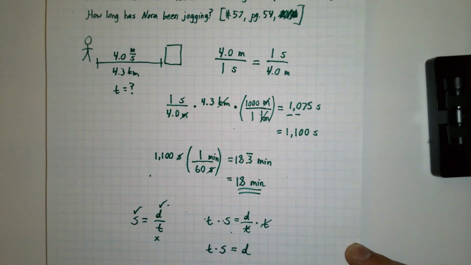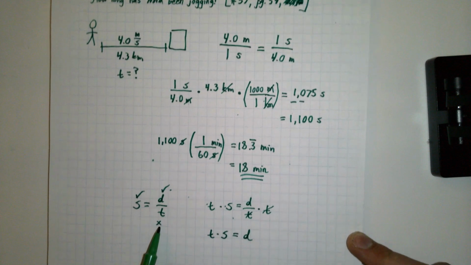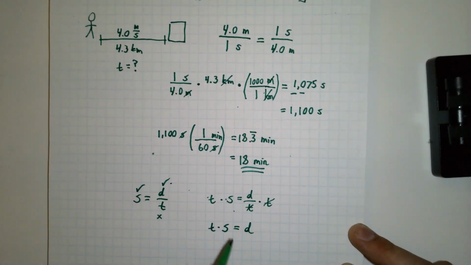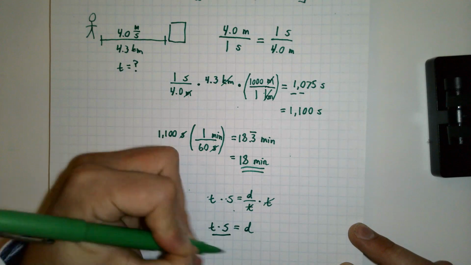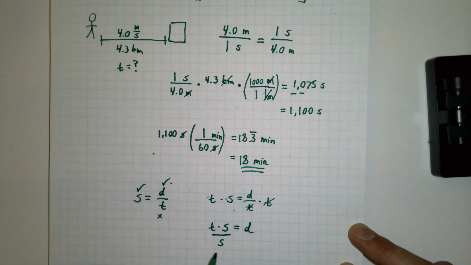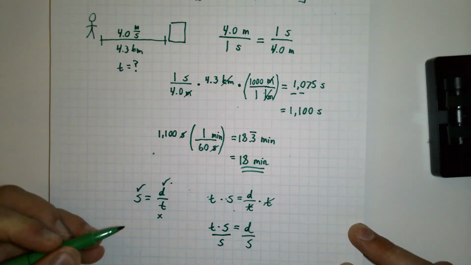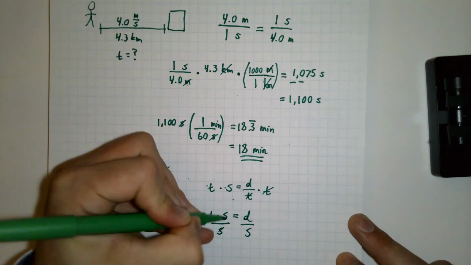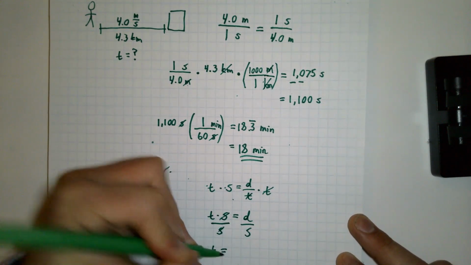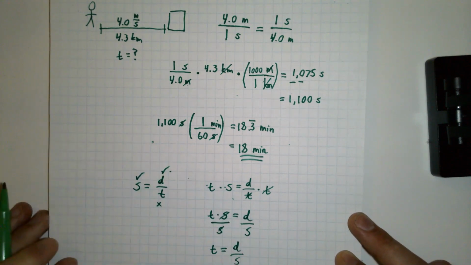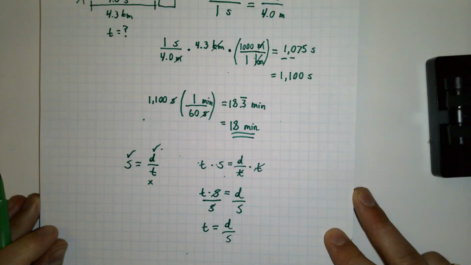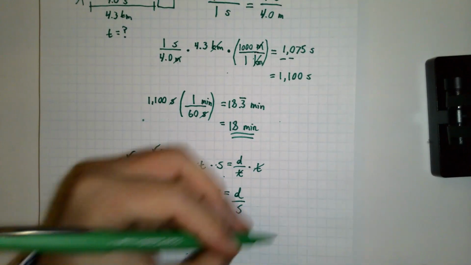Don't quite have t by himself yet. Remember, t is what I'm looking for. To get t by himself, I just need to get rid of his friend, s, which is my speed. He's being multiplied by t, so I've got to do the opposite to get rid of him. Divide by s. If I do that to one side, I have to do that to the other side. So now what I have left is, s is now gone, and all I have left is t. T equals, or time, distance over speed. Here's an equation that I can use and relate it back to the problem.